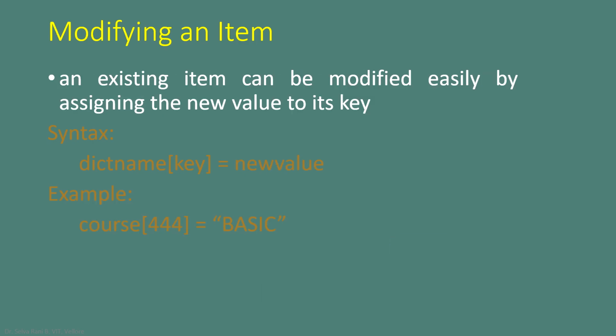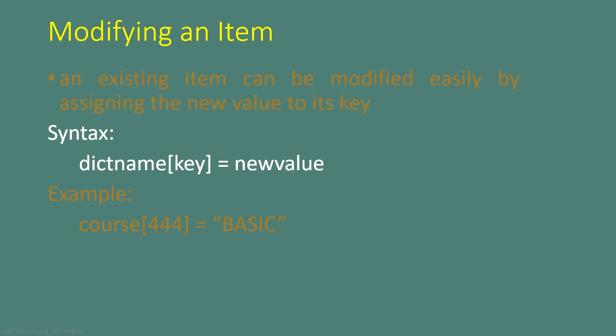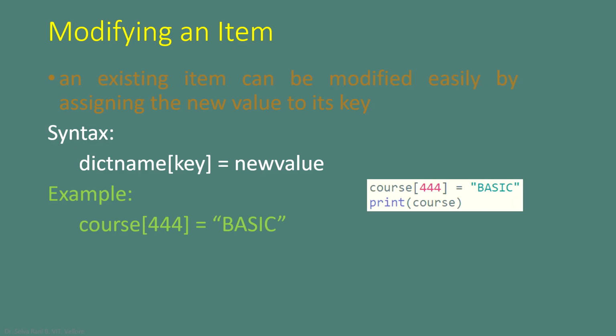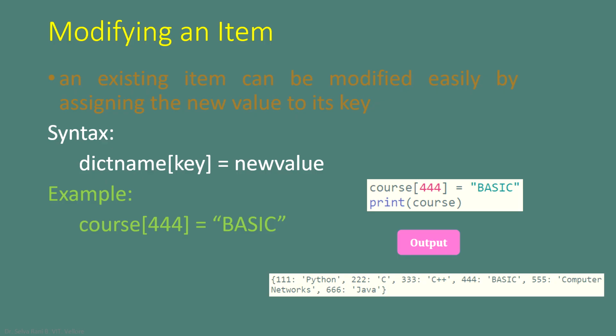If we print the dictionary now, the dictionary is going to have one more element. Modifying an item: an existing item can be modified very easily by assigning the new value to its key. The syntax is the name of the dictionary, within square brackets the key, equal to the new value we want to modify. For example, course of 444 is equal to basic. If we display course, 444 is going to have the new value basic.